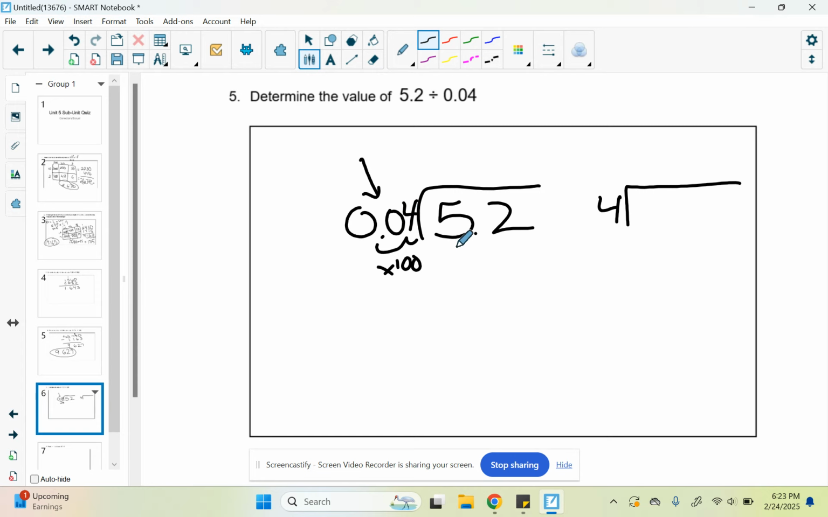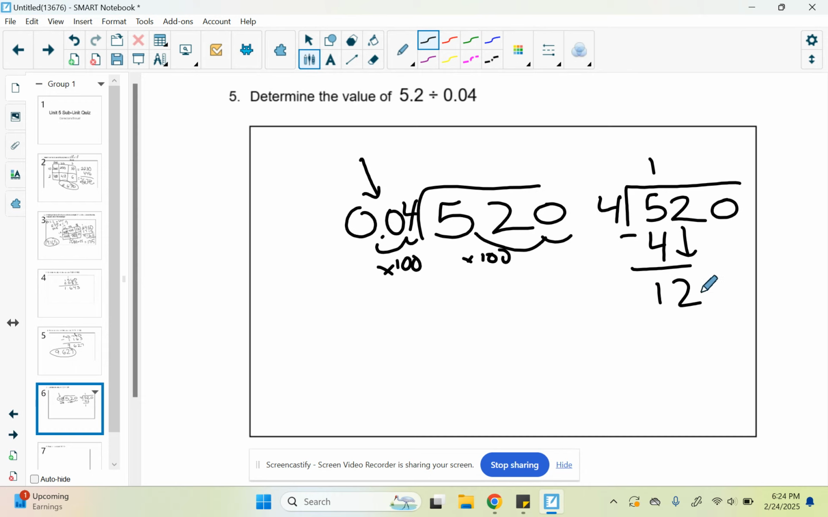But now what needs to happen is if I did that on the outside to keep things equivalent, I also need to do that on the inside. 5.2 times 100 is 520. Because when you multiply by 100, you scoot 2 over. We have to match what we do on the outside with what we do on the inside. All right, now let's divide. How many 4s fit into 5? That answer is 1. 4 times 1 is 4. Subtract, you get 1. Bring down the 2.